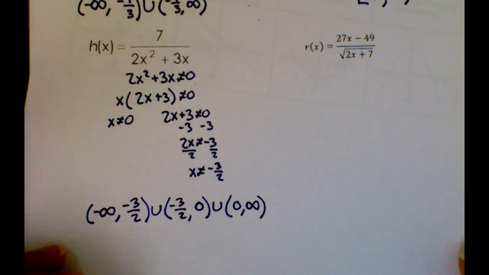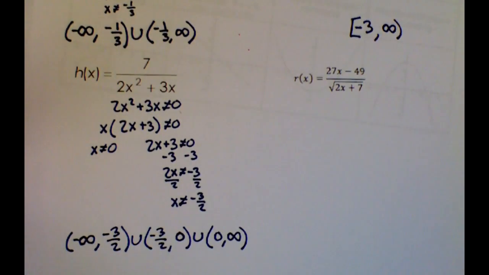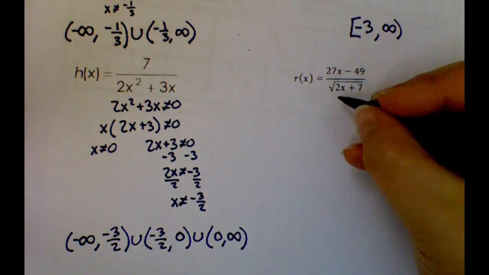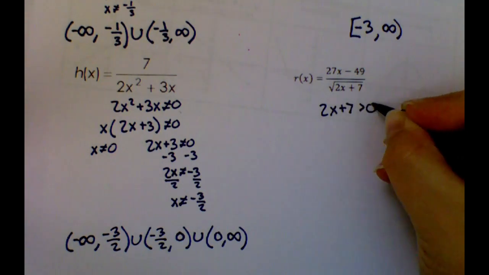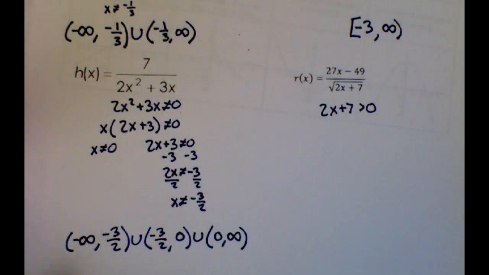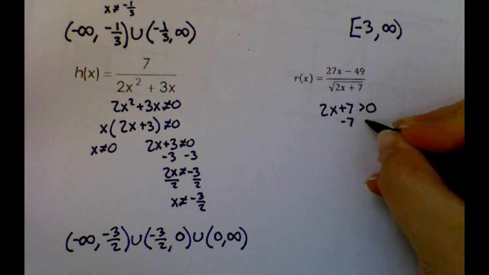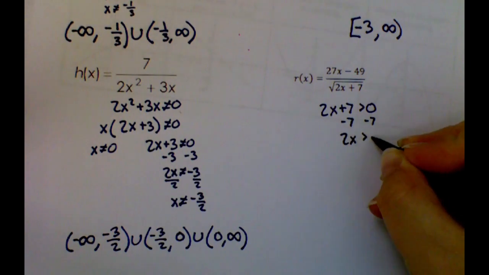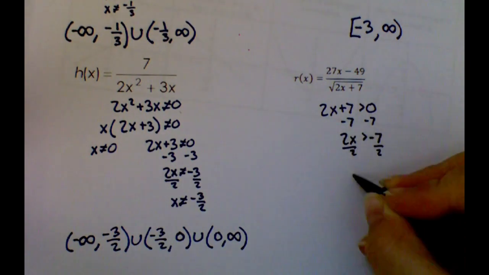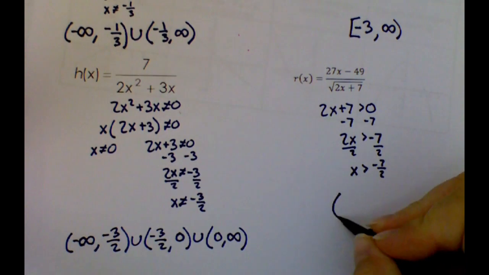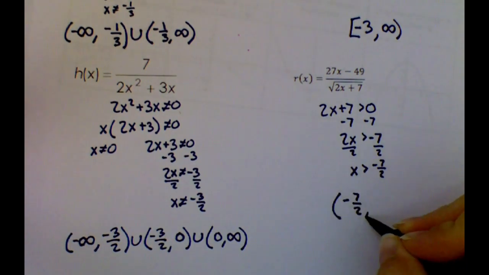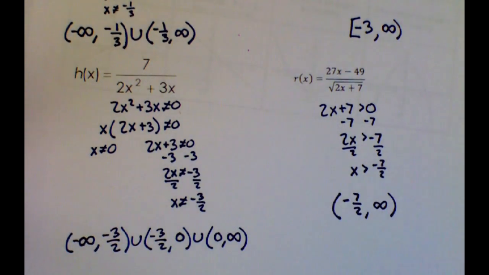And finally, for r of x, if I look at r of x, I notice I have a denominator and I have a root. That root happens to be in the denominator, so that means inside the root has to be greater than 0, but it can't be equal to 0 since it's in the denominator. So now I just solve this. 2x has to be greater than negative 7, divide by 2, so x has to be greater than negative 7 over 2. So this one gets a parenthesis, negative 7 over 2 to infinity.